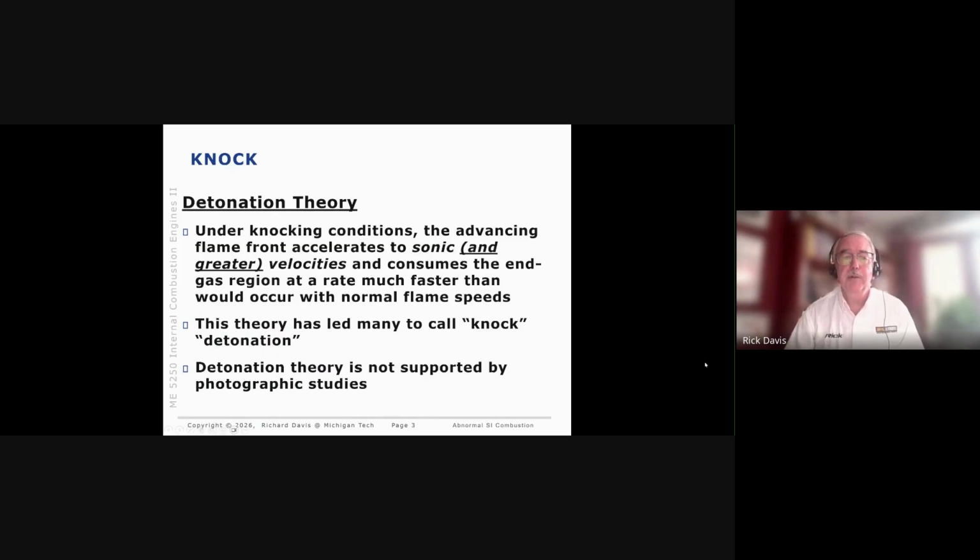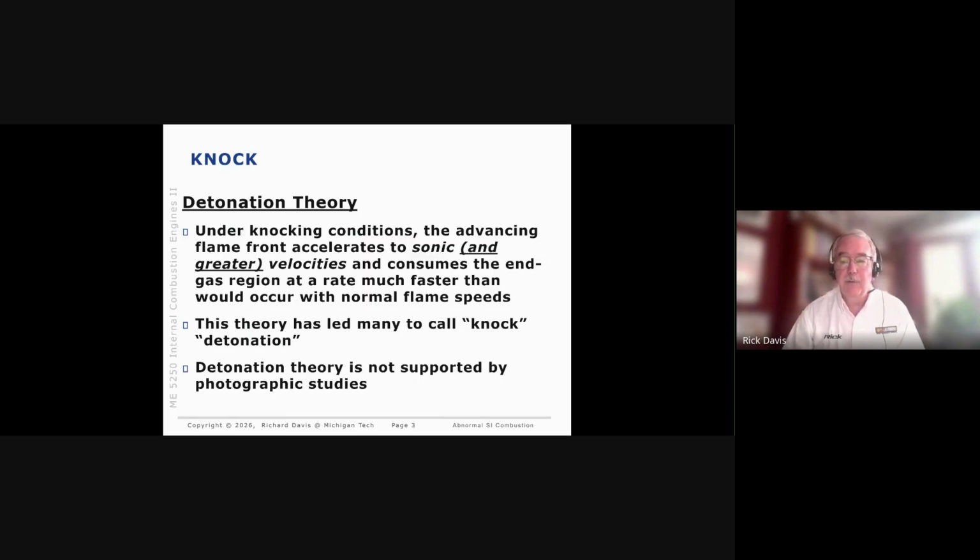The other theory out there is detonation theory, and this is fundamentally different. This says that under knocking conditions, the conditions, again, mixture concentration, temperature, and pressure, are such in the combustion chamber that the advancing flame front will accelerate to basically sonic and supersonic velocities, and then consume the remaining mixture at a much faster pace than the normal flame speed, which would result in the same kind of rapid heat release and pressure spike. And that theory has led many to call knock by the term detonation.